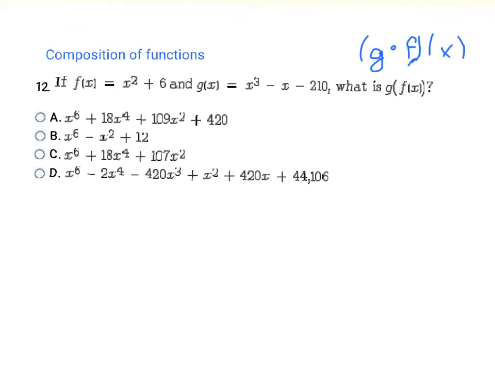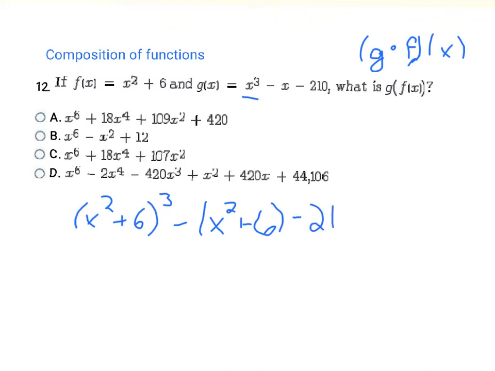So here we're going to substitute f of x into g of x. So that means for every x in g of x, we're going to write instead x squared plus 6. So in my g of x, we first have an x cubed, so in parentheses I'm going to put x squared plus 6, cubed, minus, and then it's another x, so in parentheses I'm going to put x squared plus 6, minus 210.